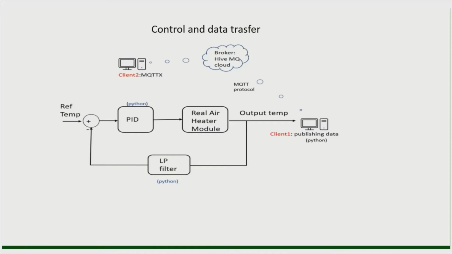Now we'll see the individual components of our system sketch. If you remember our first system sketch, this is just a snippet of the front part of it. Here we will see a control system, PID controller, and low pass filter implemented in Python that are used to read the temperature from the real air heater module. We will also see the temperature data that are published in the HiveMQ cloud, and we will see client 2, MQTT-X, getting the data by the subscribe method. Let's first go to this Python code.